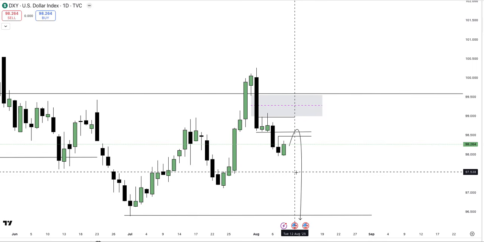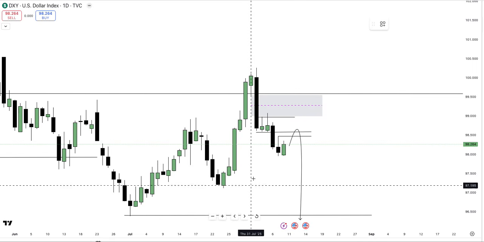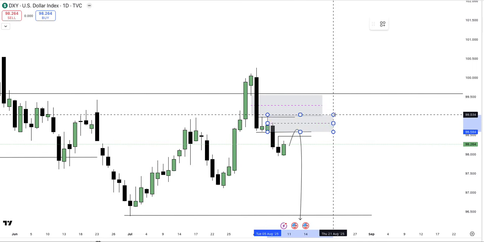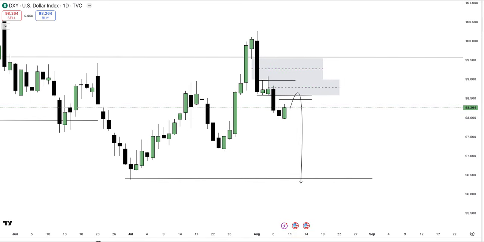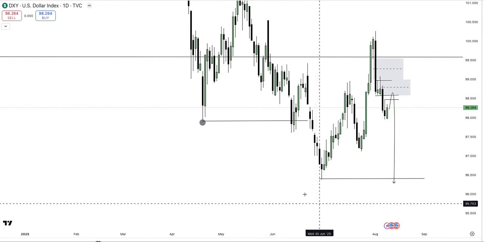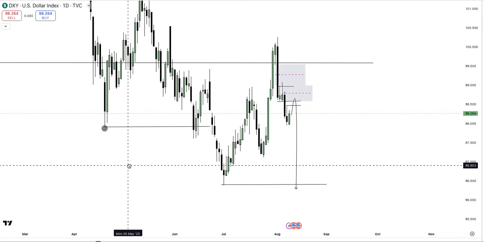So this whole area is going to be, excuse me, a 1 day order block. So that's going to be a 1 day order block, looking on the higher time frame. So this is my expectation for the next week.